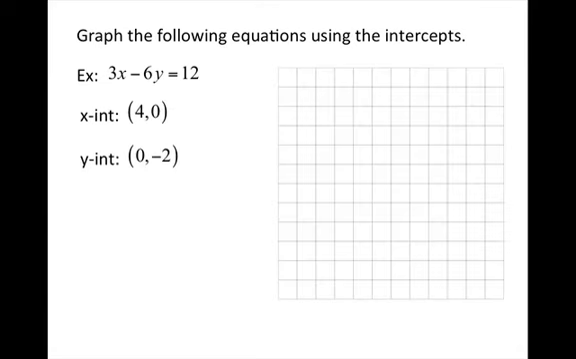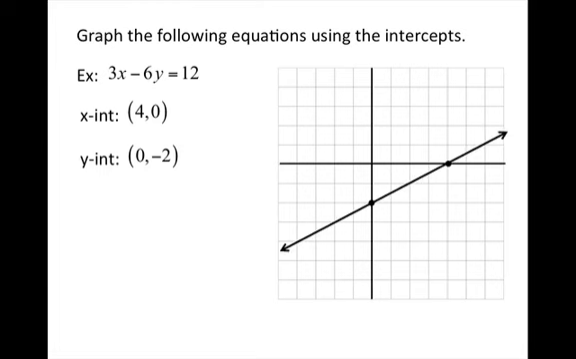Now I want to graph these. Neither my x nor my y values are large numbers, so you can put your x and y axis in the center of the graph. Plot the points (4, 0) and (0, negative 2), and then draw your line through them.